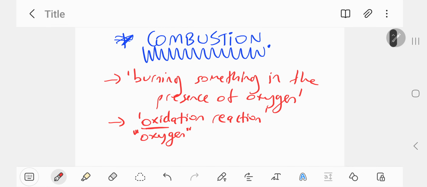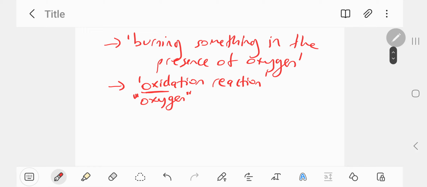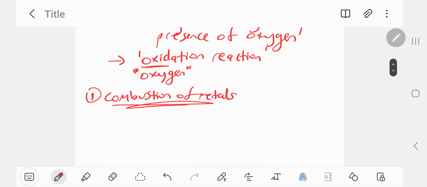Combustion comes in various forms. It comes through corrosion involving the formation of things like rust and the burning of fuels and other materials, as we'll see. So there's two main different categories of combustion. You've got combustion of metals. That's number one.